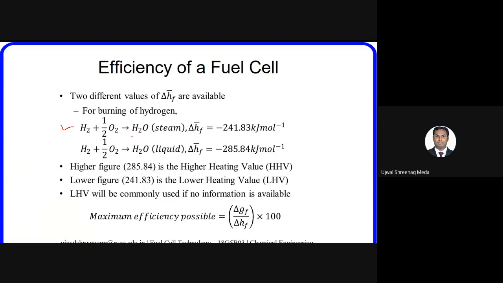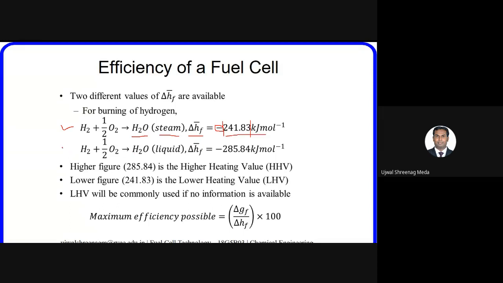In this case, it's the same hydrogen and oxygen reacting to form water. However, the water that comes out is in the form of steam. So when that is the case, this delta HF value will be minus 241.83 kilojoule per mole. So here the negative sign just represents that the energy is released. So we have to take the magnitude, that is 241.83, when the water is in the form of steam. That means this reaction is carried out at a temperature beyond 100 degrees centigrade.